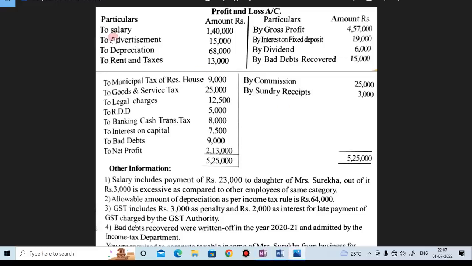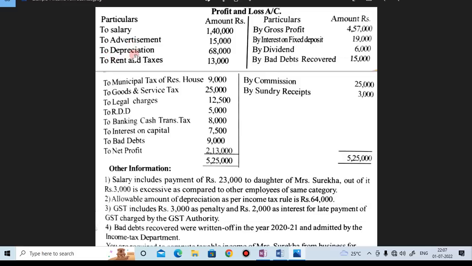Now after that, advertisement. Salary is completed: 1,40,000 is paid to the employees. It is the expenditure of business, and additional information was given on the salary, which means the 3,000 is the disallowed expense. Now after salary is what? To advertisement 15,000. Advertisement is a complete expenditure of the business, not a disallowed expense.